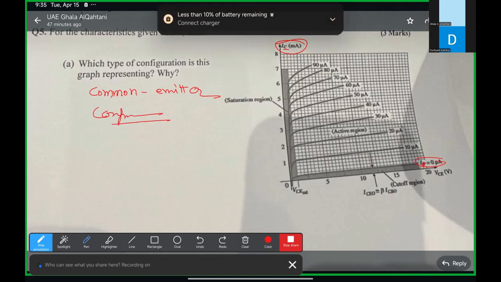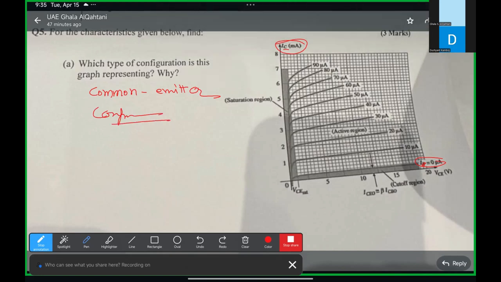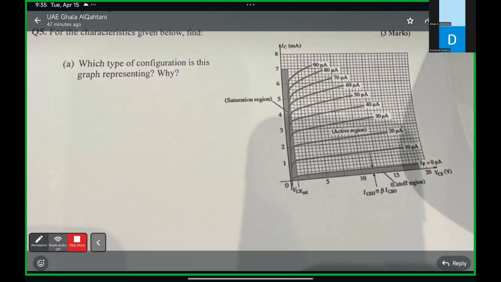Why is it common emitter configuration? Because your input is given at the base terminal and output is taken at the collector terminal. So you have to write that because the input is given at the base terminal, output is taken at the collector terminal, the emitter terminal will be common in between these two. So that's why this is a common emitter configuration. Right, Gala? Understood that or should I repeat it again? I got it.